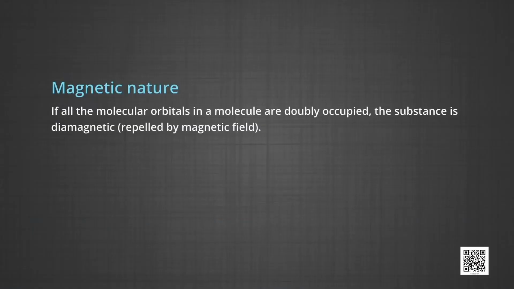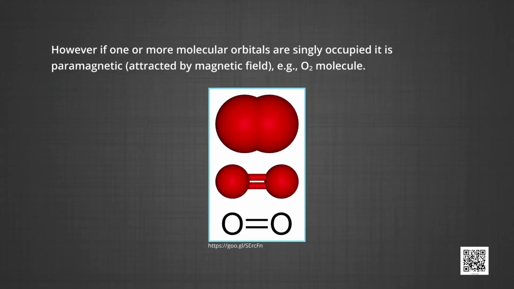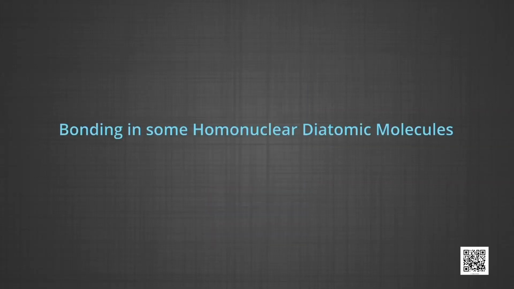Magnetic nature. If all the molecular orbitals in a molecule are doubly occupied, the substance is diamagnetic. That is, all electrons are paired and it is repelled by the magnetic field. However, if one or more molecular orbitals are singly occupied, that is, unpaired electrons are there, it is paramagnetic, it is attracted by the magnetic field. For example, oxygen molecule. Bonding in some homonuclear diatomic molecules.